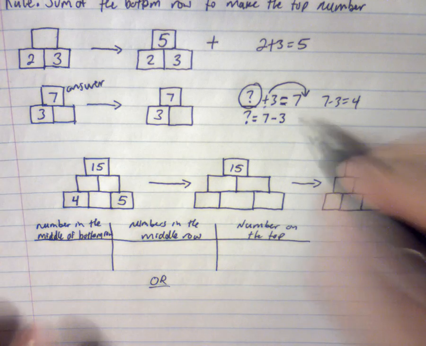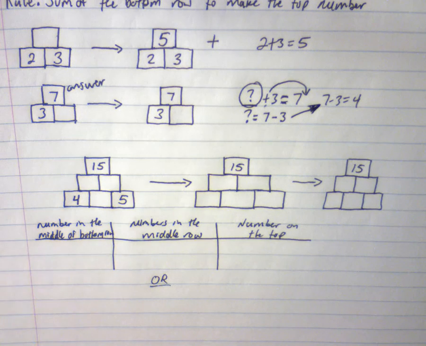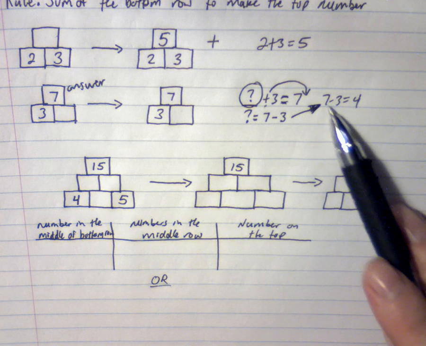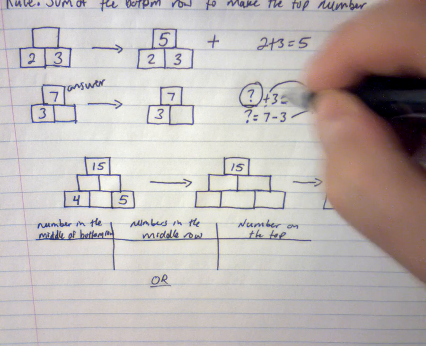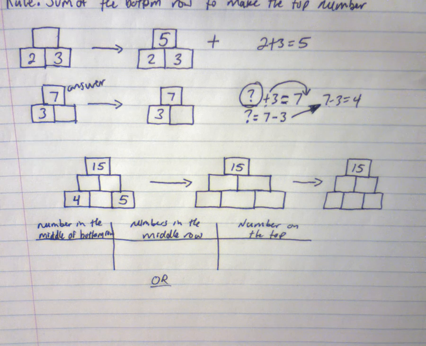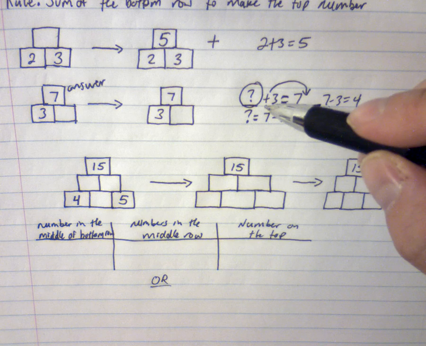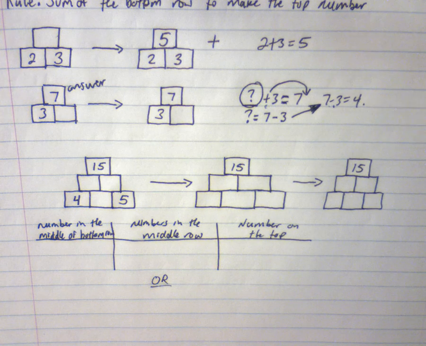Basically what we end up with is this equation right here. We end up with 7 minus 3 equals 4. So you can see all we did is take this across the equal sign. When we take it across the equal sign, we change it from a plus to a minus, and we get our answer, 4.